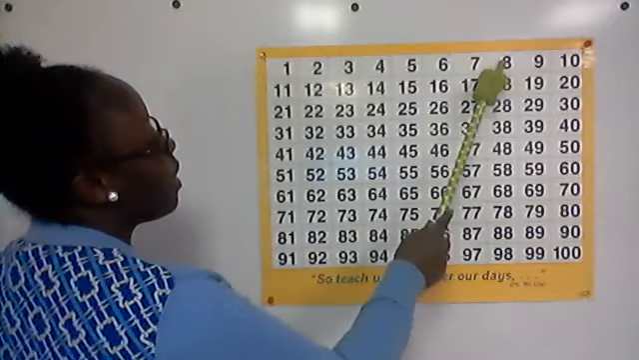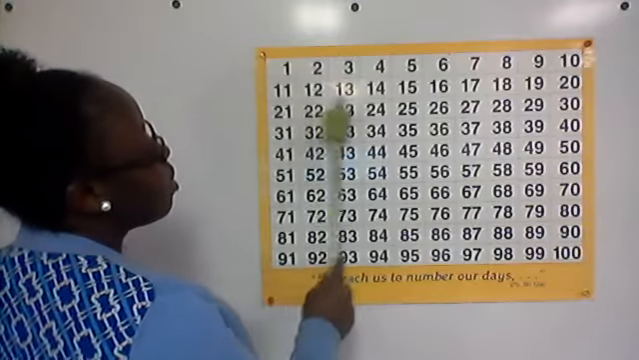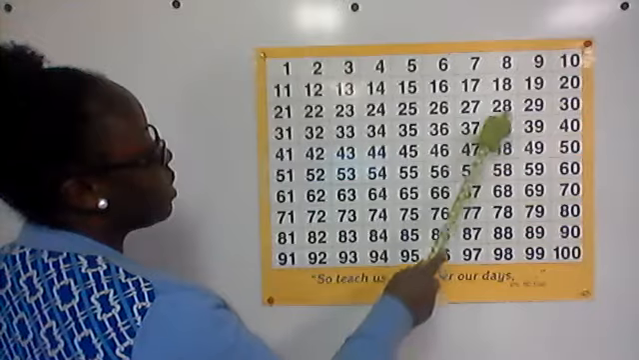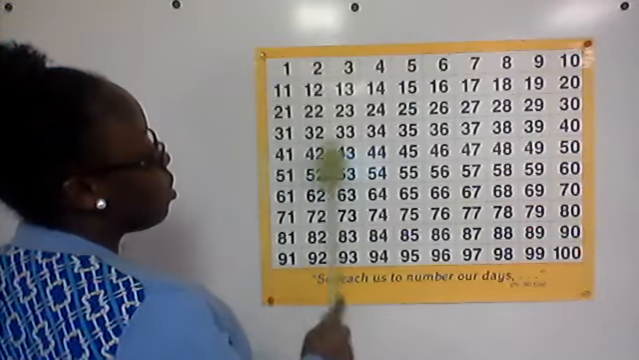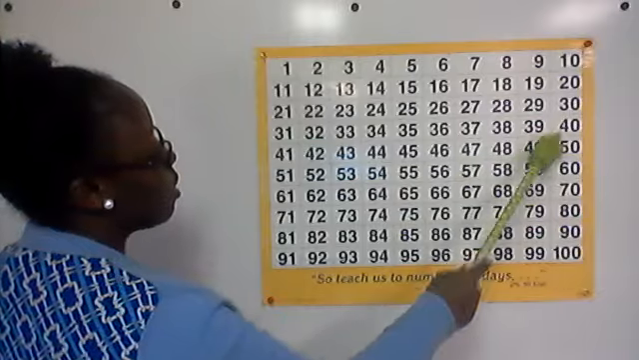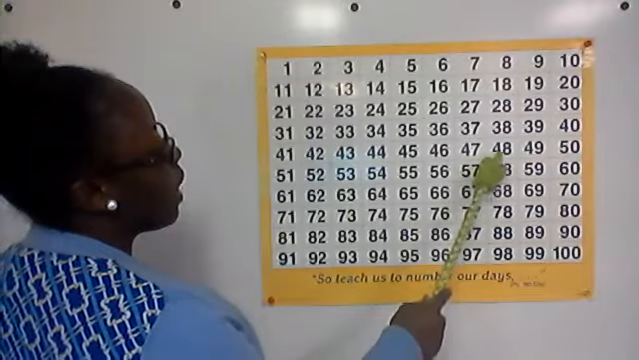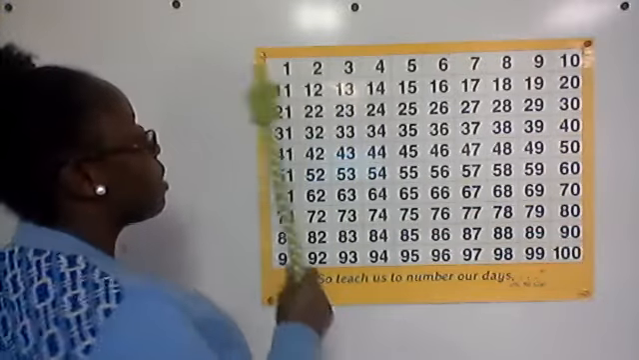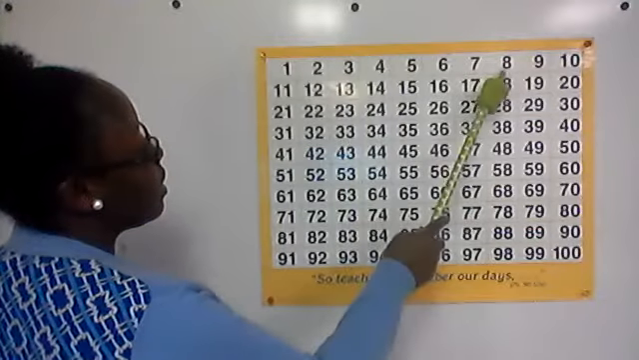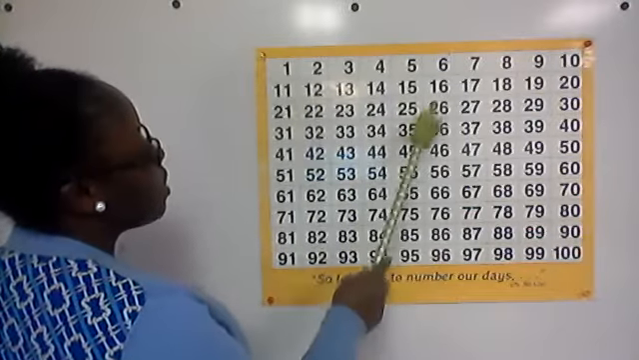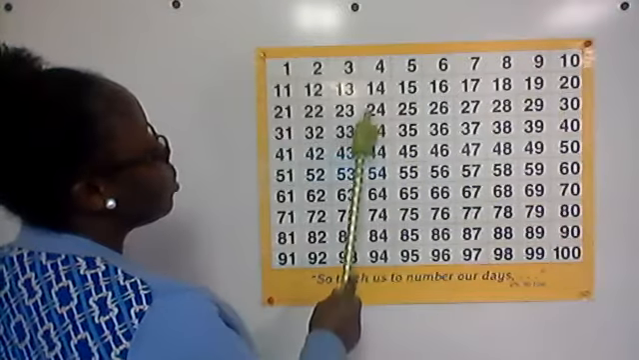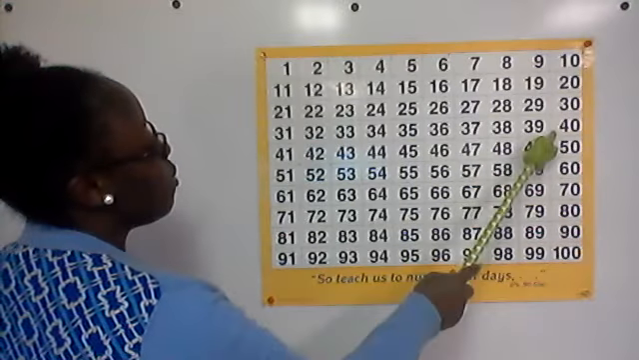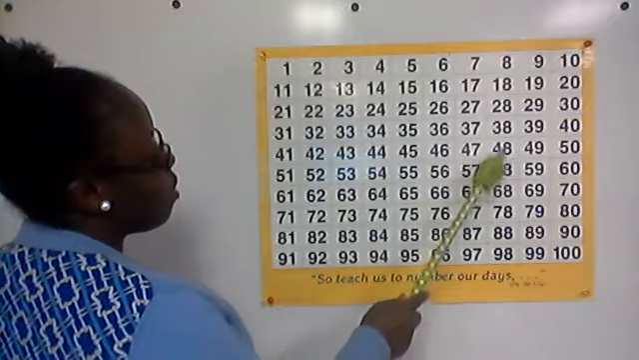4, 8, 12, 16, 20, 24, 28, 32, 36, 40, 44, 48. We're going to stop at 48. Let's try it one more time. Make sure you're counting with me the second time, okay? 4, 8, 12, 16, 20, 24, 28, 32, 36, 40, 44, 48.